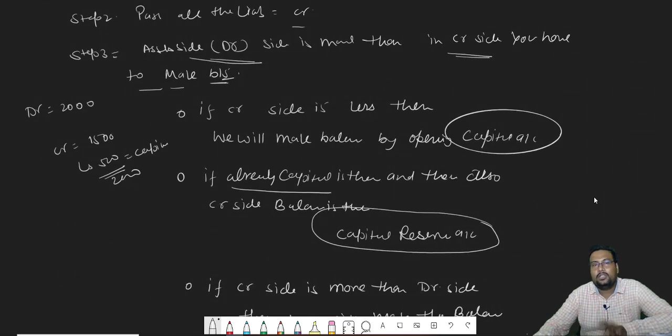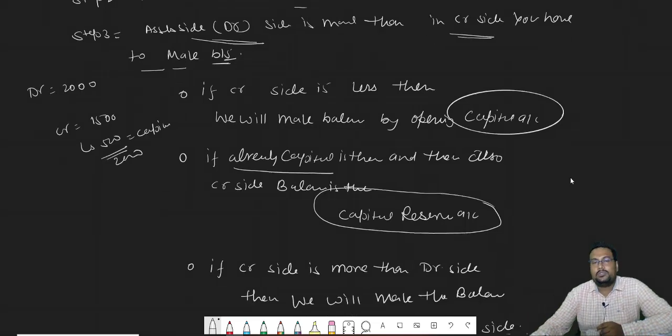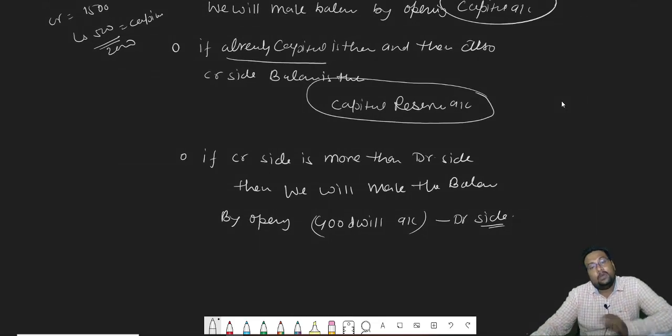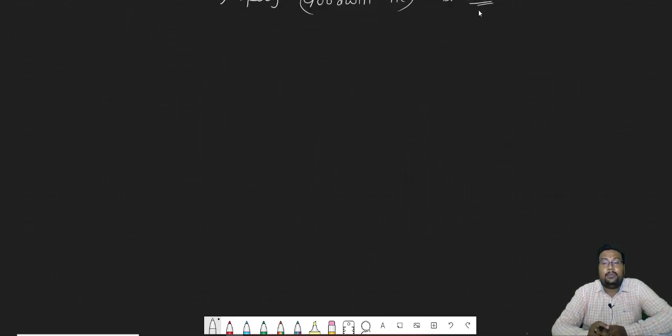Pass all the assets amount in the debit side, pass all the liabilities amount in the credit side, find out the difference. If debit side is more, credit side is less, we will make the balance in the credit side by opening the capital account. If the capital account is already there and the credit side still needs a balance, then it will be opened by capital reserve. And sometimes your credit side is more and the debit side does not have a sufficient amount. So how to make the balance? By opening the goodwill account in the debit side. Let's solve one question on this.